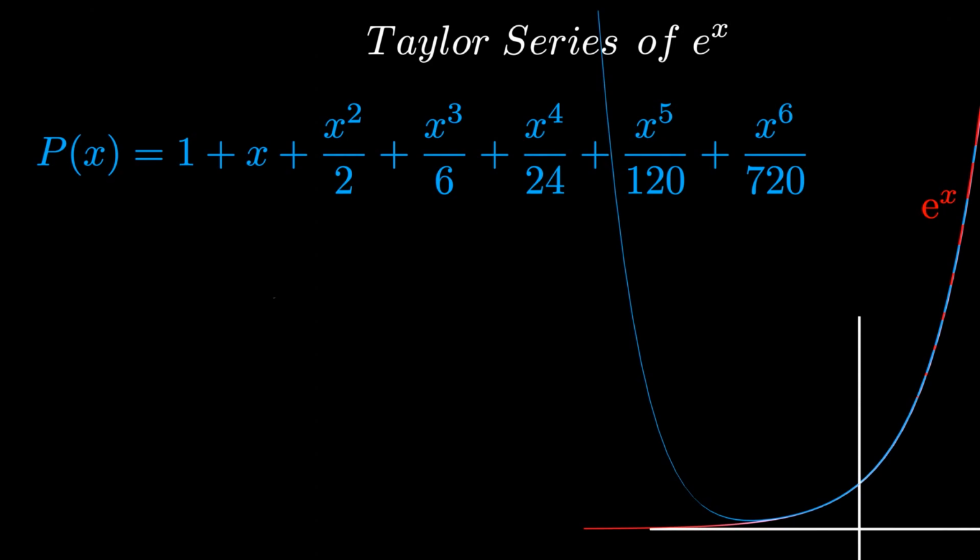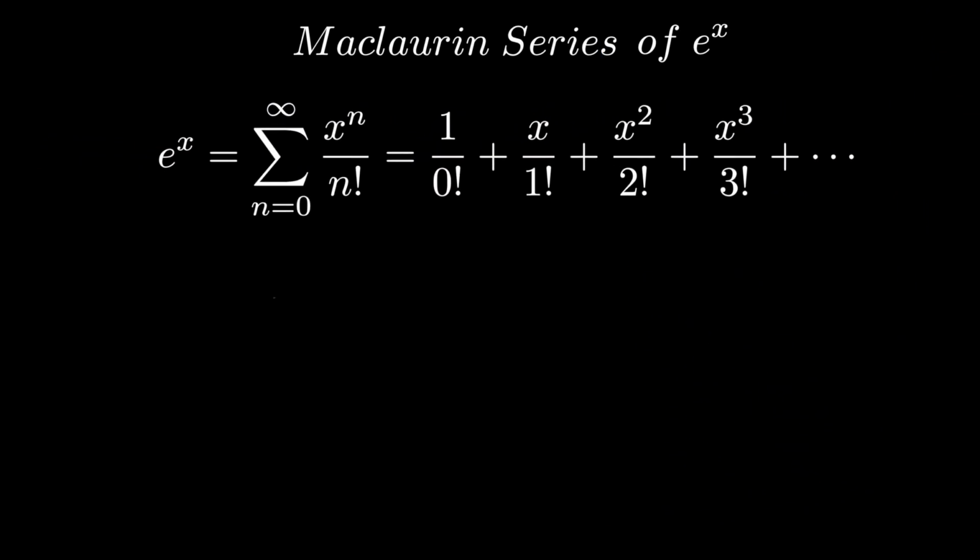Here we found the Taylor series of e to the x at the point x equals 0, because the nth derivative of this polynomial at x equals 0 is the same as the nth derivative of e to the x at x equals 0. Specifically, in this case, it's called the Maclaurin series, because a Maclaurin series is a Taylor series situated at x equals 0. We can write the Maclaurin series for e to the x using summation notation.